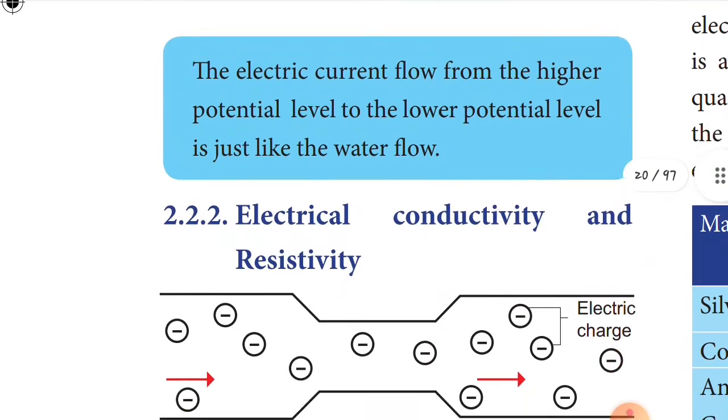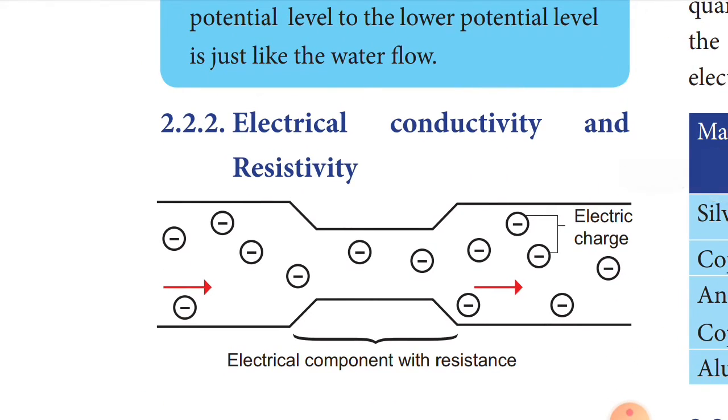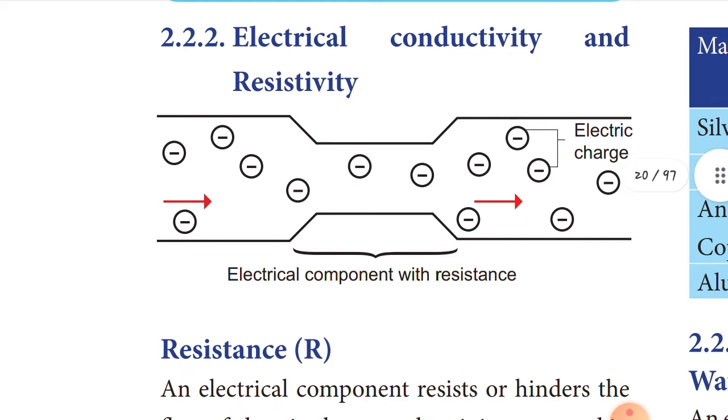And electric conductivity and resistivity. So see this nice picture, children. Electrons flow towards the positive direction. The electron component with a resistance here. Negative means what? Electrons carry negative charges. Already you know, children. Proton gets positive, electron gets negative charge, neutrons get no charge, that is neutral.